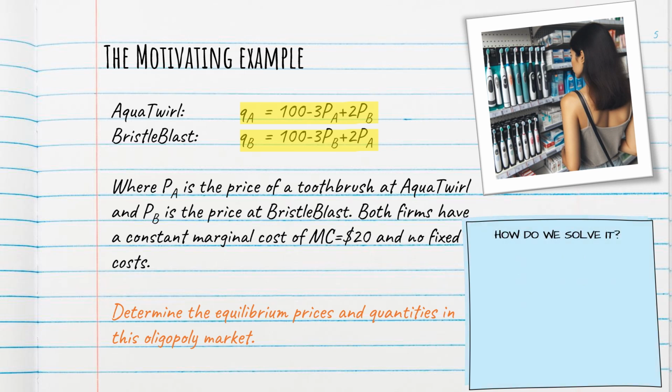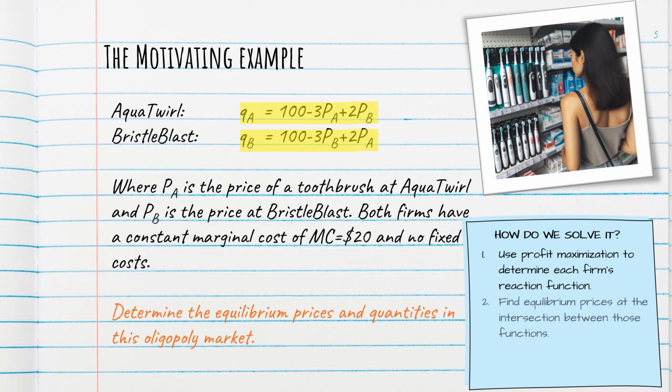How do we go about solving this question? Essentially, we're going to use the profit maximization process to determine each firm's reaction function. This will be a function that describes the optimal response to their competitor's behavior. Once we have those two reaction functions, we'll find the equilibrium prices by identifying the intersection of the reaction functions. Just so we're clear, the equilibrium concept used in a Bertrand model of oligopoly is a Nash equilibrium. So we're solving for the Nash equilibrium prices. Once we have those prices, we'll use each firm's demand curve to find the quantity that they should produce.